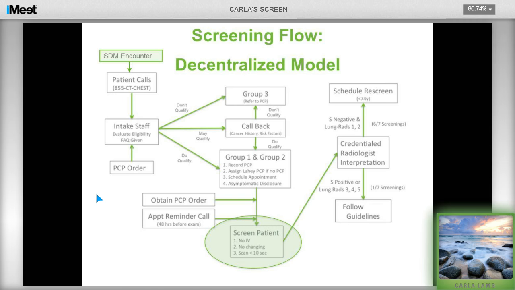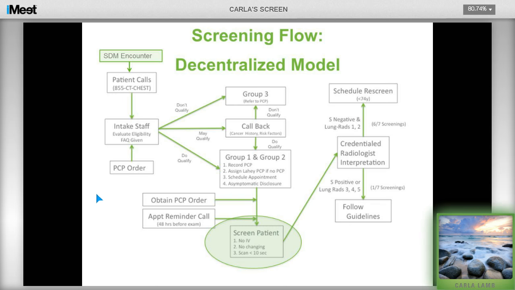The other things that I would highlight here is the benefits to the patient is that these screens don't require an IV. They don't require the patient to change into a gown. They take less than 10 seconds. So they're very easy scans for workflow to incorporate in your program.